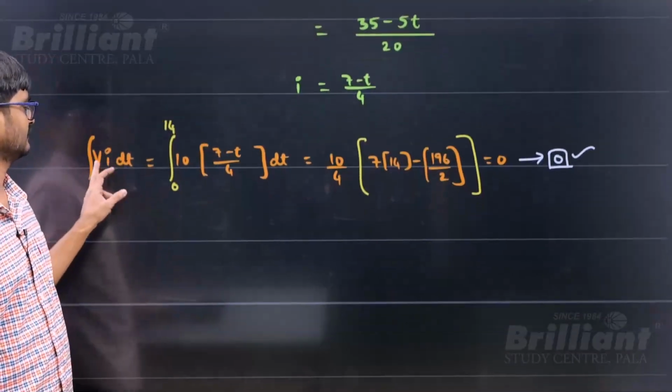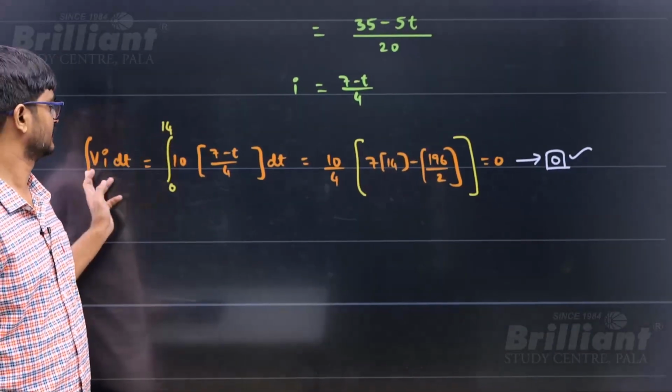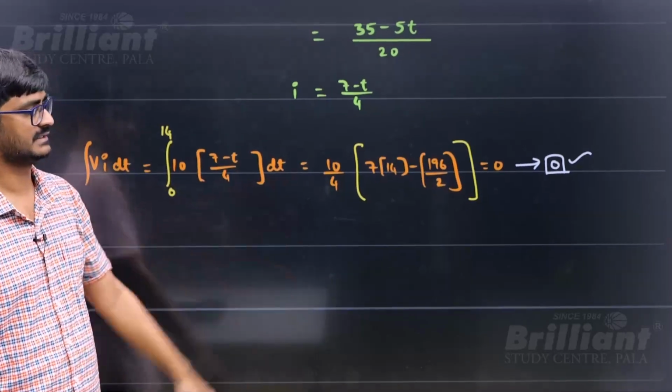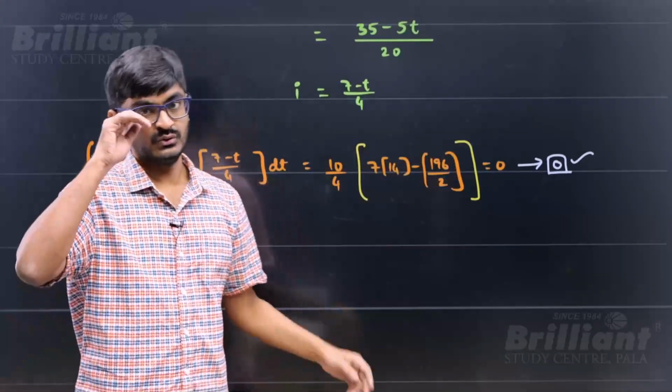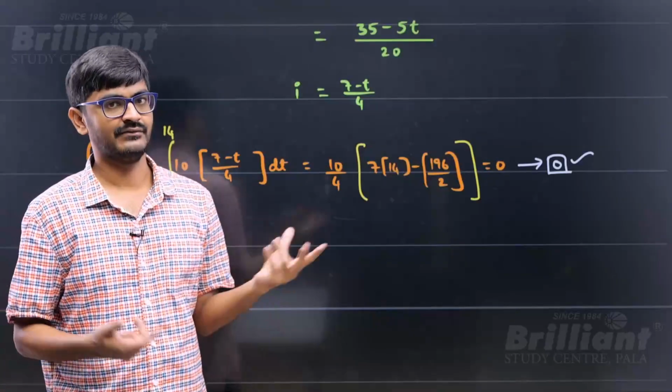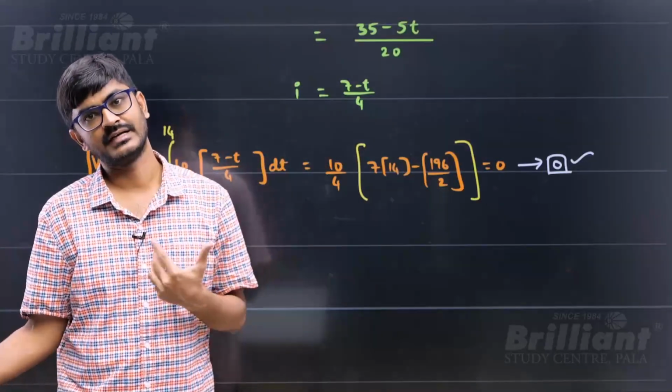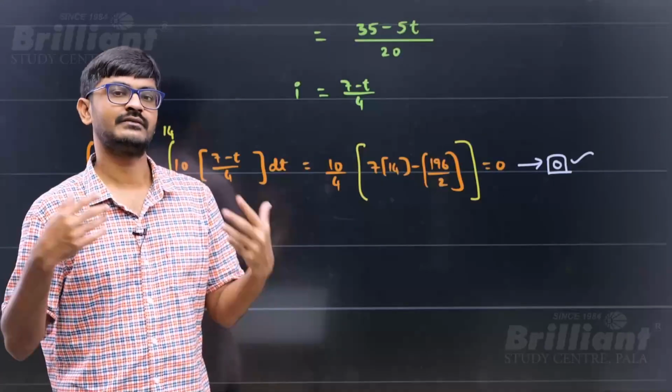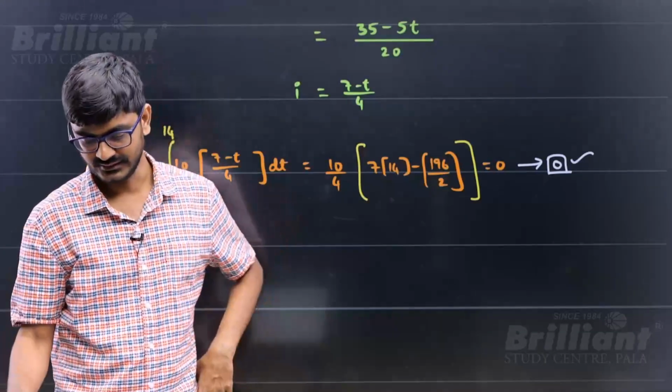Work done by that battery is the integral of V into I into dt from 0 to 14 seconds. When I do that integration, it turned out to be 0. So what is the energy given by the battery? Effectively it is 0. What is the energy taken by the battery? Effectively it is 0. What does that mean? For some time it will be giving, for some time it will be taking.